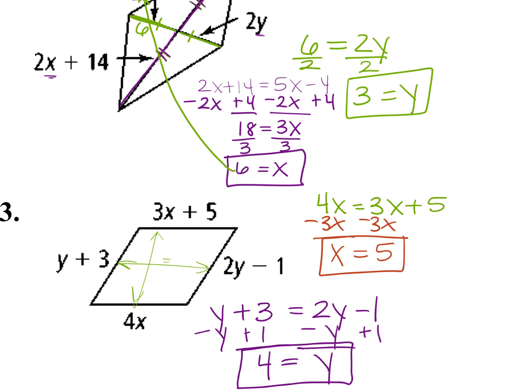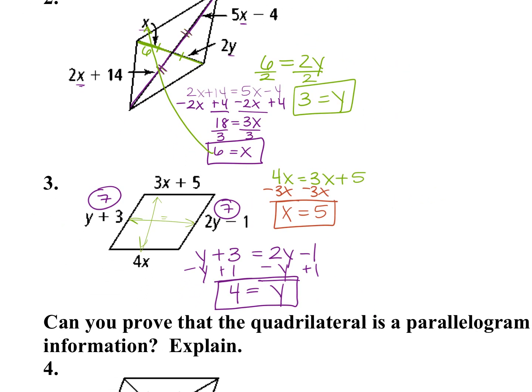Do you know how you could check those? Plug them back in. If you plug it in right here, 4 plus 3 is 7. 2 times 4 is 8 minus 1, which is 7. So those come out to the same value, then you know you got it right. Okay? So if you're not sure, plug it in and double check it.